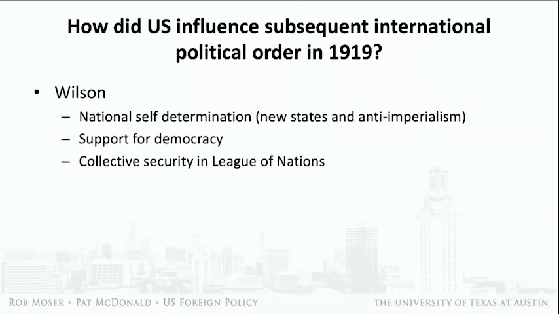And this goal has really helped to define American grand strategy since then. Third, the United States also set a precedent in 1919, supporting the creation of international organizations like the League of Nations as instruments of international governance. Important to realize that U.S. support for the League of Nations was temporary. It lasted for all of 1919.